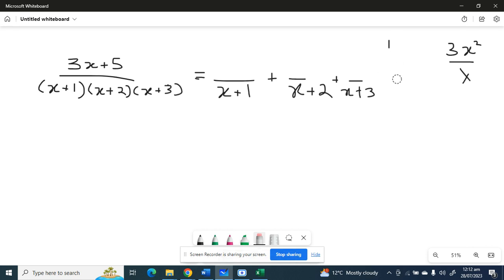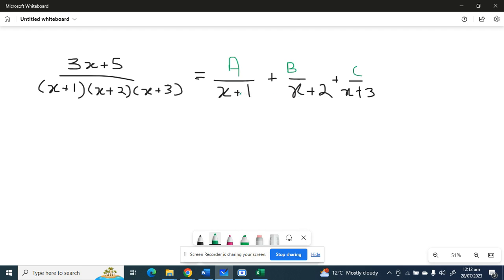All right. Now remember, our numerator has to have a lower power than our denominators. So our numerators are going to be constants. A constant is just a number without a variable attached to it. So you're going to write here A, B, and C.